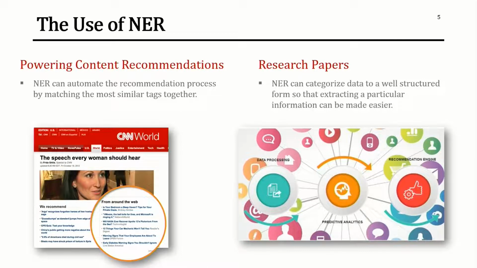And the fourth one is research in the research papers. NER can help to categorize data into a well-structured form so that we can extract particular information more easily. In this case, we have different types of category data. But when we search, it would need to search from each of the data, right? So to avoid searching all information in the data, we extract some important named entities so that when a user wants to search, we can check with those extracted entities.